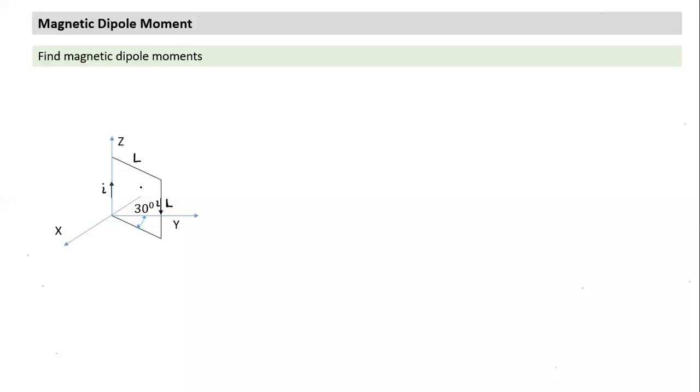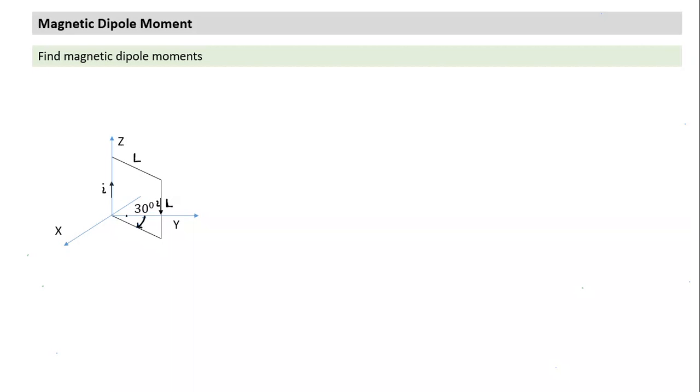Even if I use the right hand thumb rule, it creates some confusion. So another way of thinking of the direction of dipole moment would be, suppose this is one, and this one has been rotated by 30 degrees. You can think of it as if the entire loop is the original placement rotated by 30 degrees.